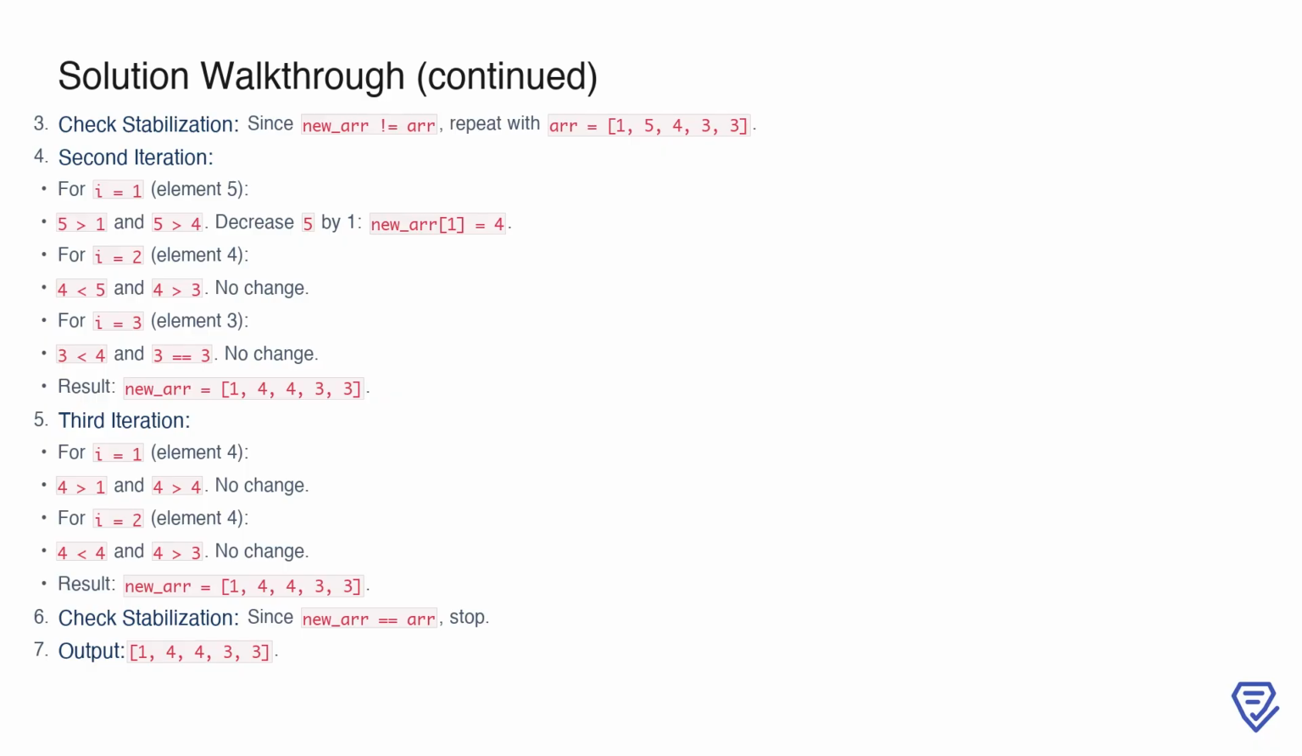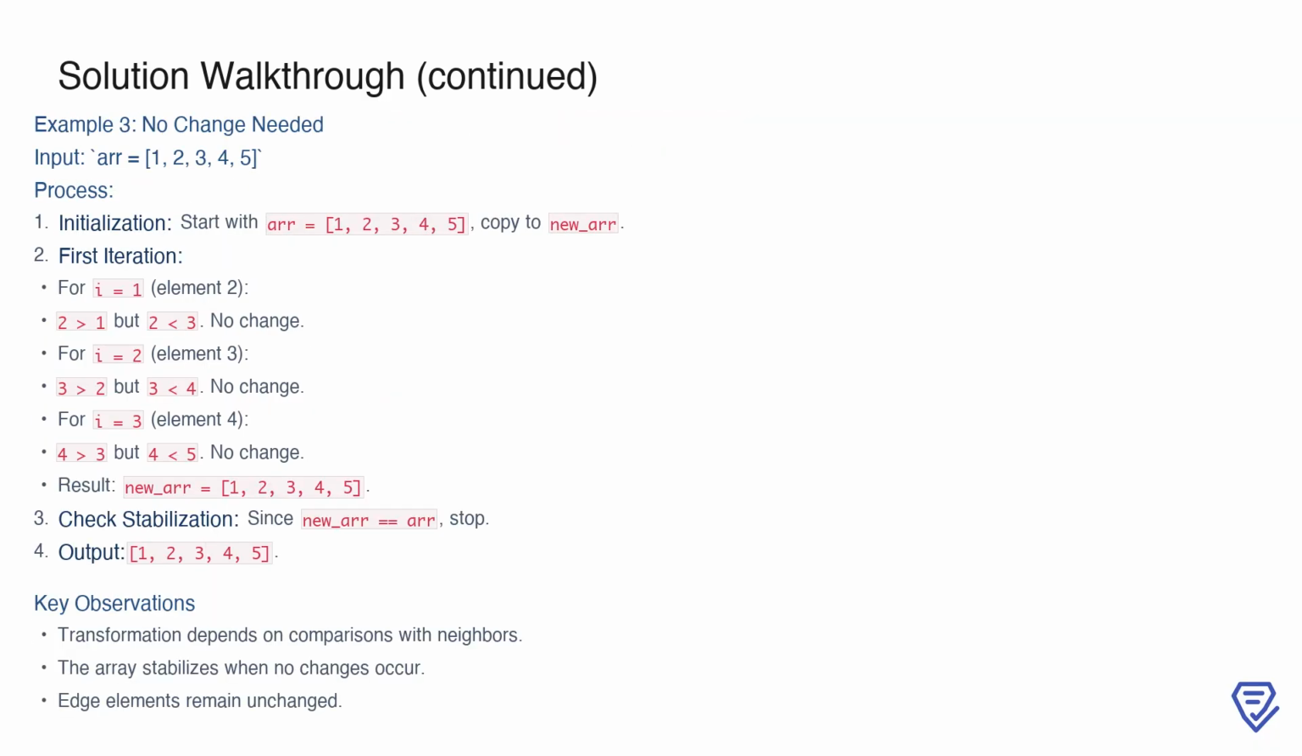The element at index 2 remains unchanged because it is between its neighbors. Similarly, the element at index 3 also remains unchanged. This gives us 1, 4, 4, 3, 3. In the third iteration, all middle elements meet the conditions for no change, so the array stabilizes as 1, 4, 4, 3, 3. This example highlights how the array can oscillate through several iterations before reaching stability.